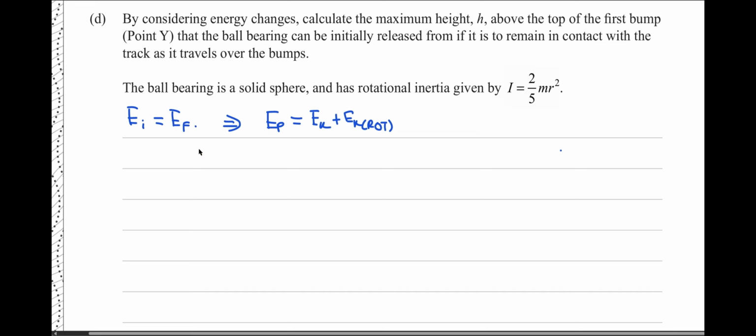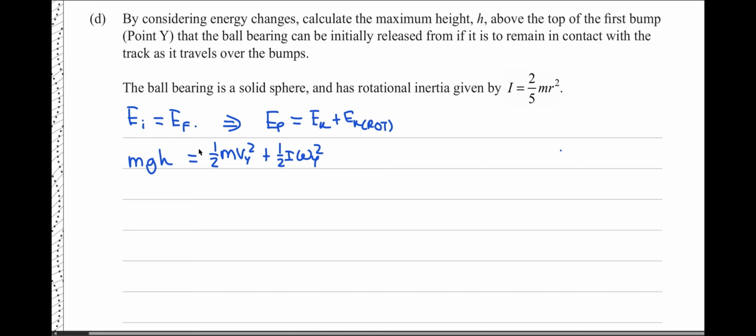So the energy that the ball has at the top is just mgh, and that is to be converted into half m v_y squared, where I'm writing v_y to denote the velocity of the ball at point Y, plus half I omega_y squared.